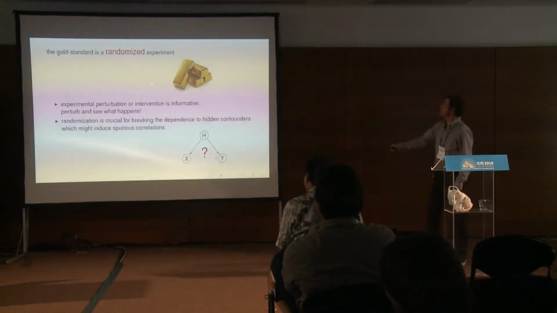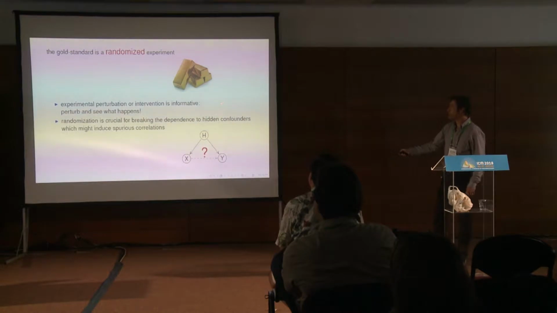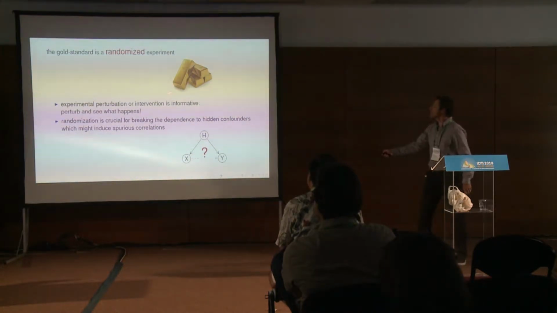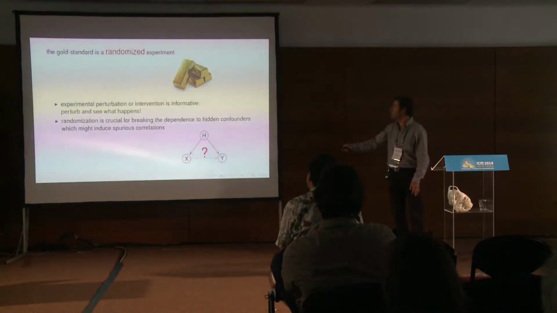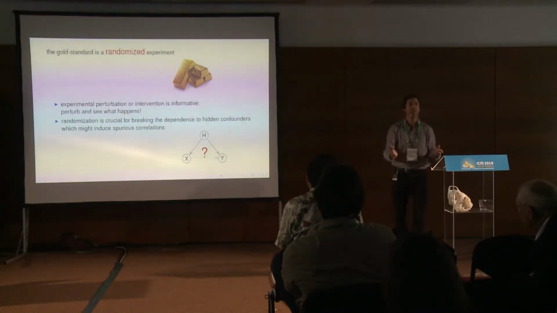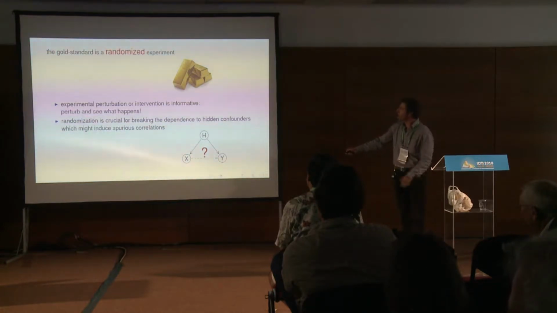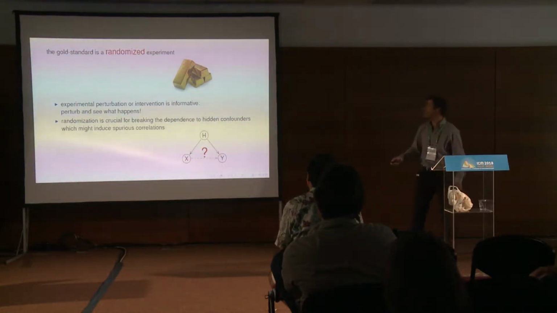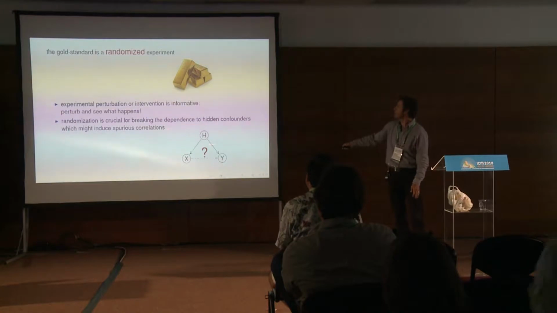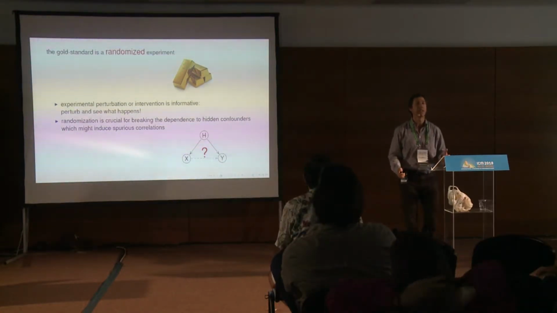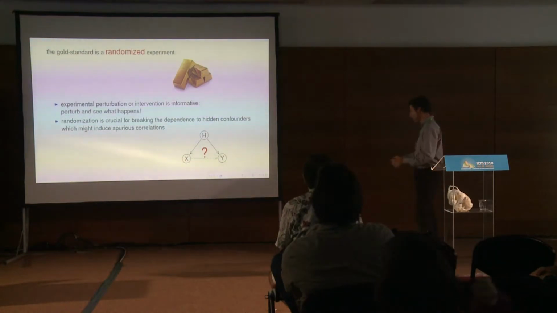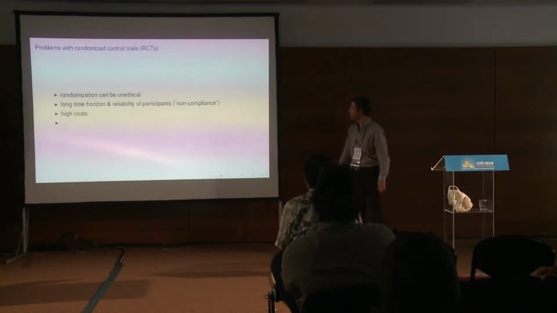So this is considered to be the gold standard. Obviously, experimental perturbation or intervention is very informative. What we do here is perturb, and then we want to see what happens. The other part is that randomization is also very crucial, to break the dependence on potential hidden confounders. If you wouldn't randomize, we couldn't break it. So it's very important to do this in a randomized way.